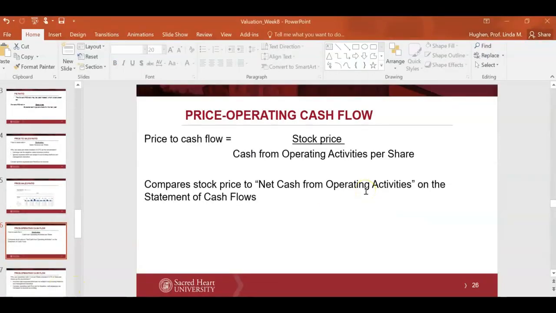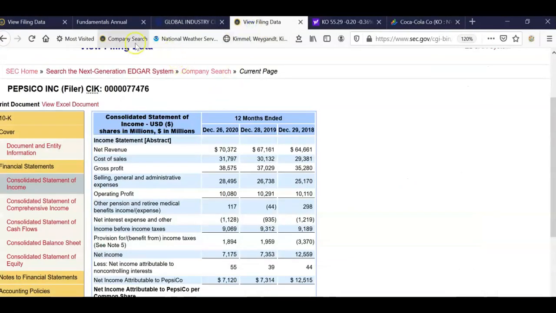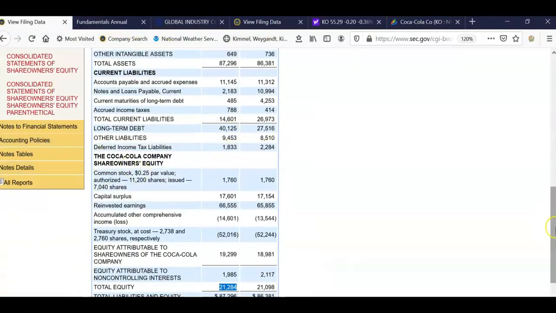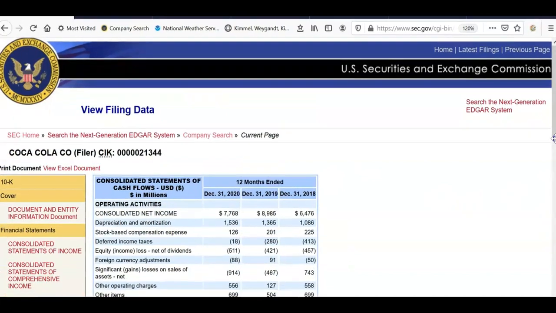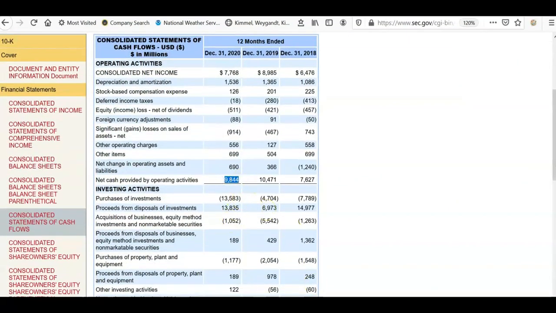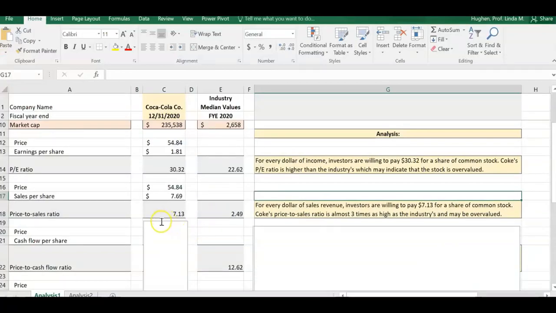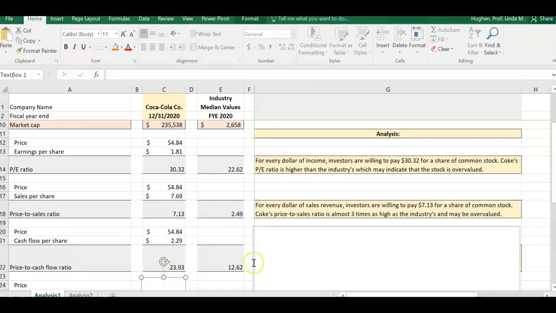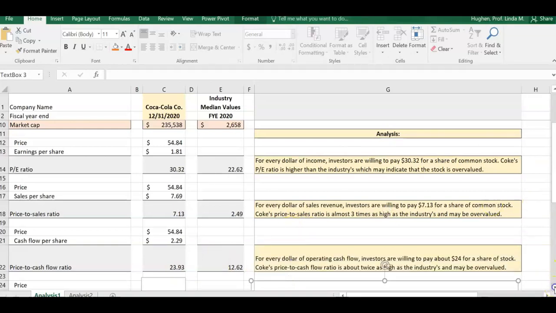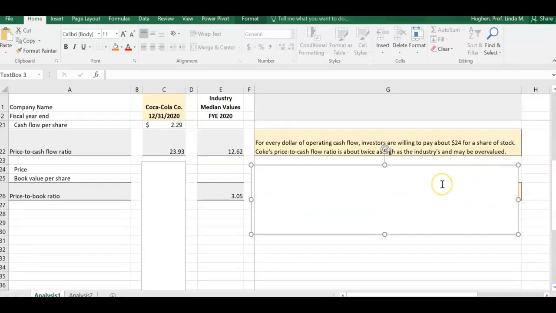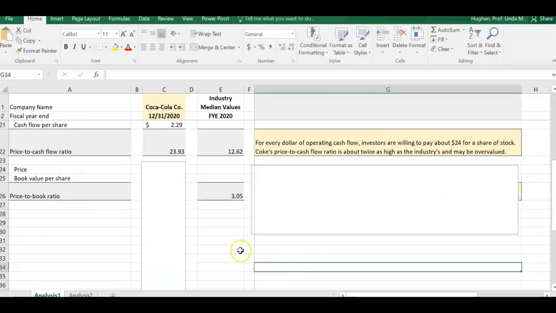The next metric we're going to look at is price to operating cash flow. This is where we take stock price and divide it by cash from operating activities on a per share basis. Remember, where do we get the cash from operating activities? We're going to get that from the statement of cash flows. So I'm copying over my cash from operating activities and inputting it here, and I get for Coca-Cola a price to cash flow ratio of 23.93, compared to the industry's 12.62. For every dollar of operating cash flow, investors are willing to pay about $24 for a share of common stock. Coke's price to cash flow ratio is about twice as high as the industry's, so this may indicate that Coke's stock could be overvalued.